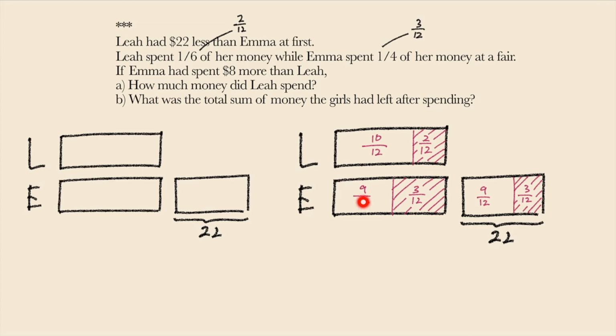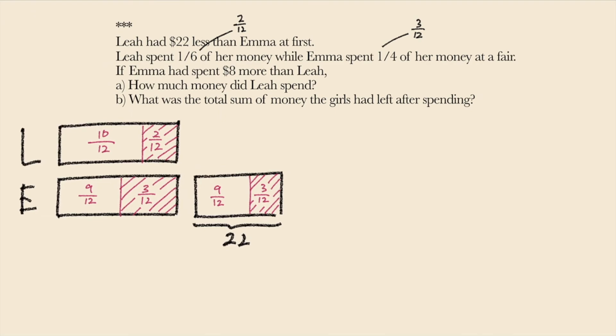Now, to effectively show that Emma spent 1/4, we must also do the same for the real number. In this case, 22, same thing. 3 12s spent, 9 12s left. Now, Emma had spent $8 more than Leah. Emma's spending was $8 more than Leah's spending.